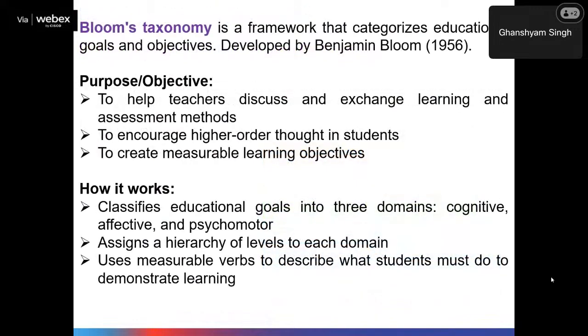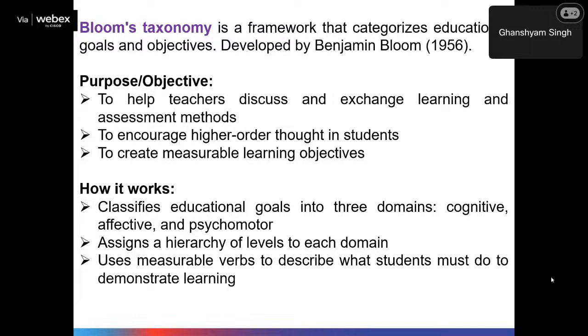Now, what is Bloom's taxonomy? It is a framework that categorizes educational goals and objectives, and it was developed by Benjamin Bloom way back in 1956. The purpose and objective of Bloom's taxonomy was to help teachers discuss and exchange learning and assessment methods, and to encourage higher order thought in the students. And we must also be able to create measurable learning objectives.